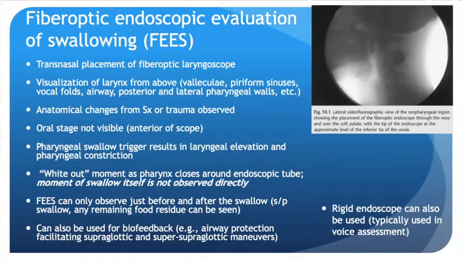It should be noted that you can also use a rigid endoscope to assess the structures and mucosa, but this is typically used in a voice assessment. However, they're slightly different. With the flexible endoscope, you can see gross movement better. With a rigid endoscope, you can see the movement of the tissue much better via a stroboscopy, which is something we'll discuss in the next section on voice and voice disorders.